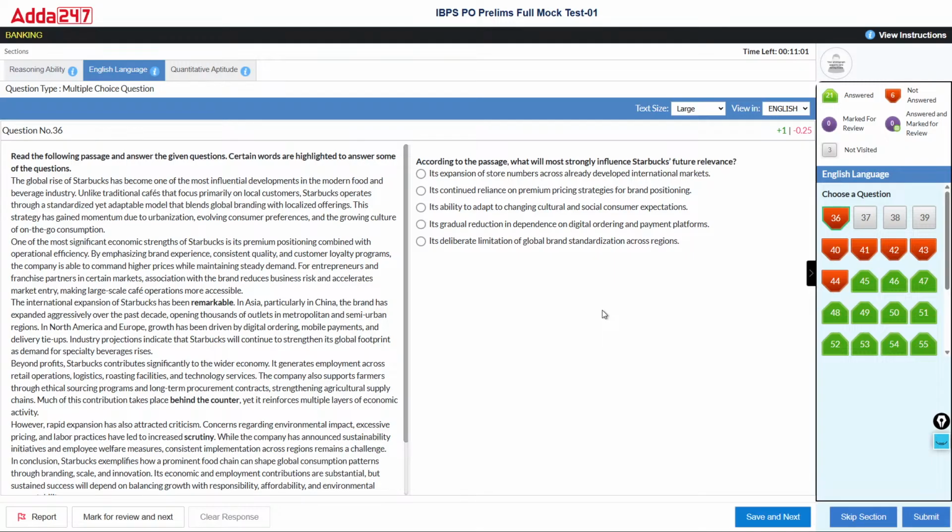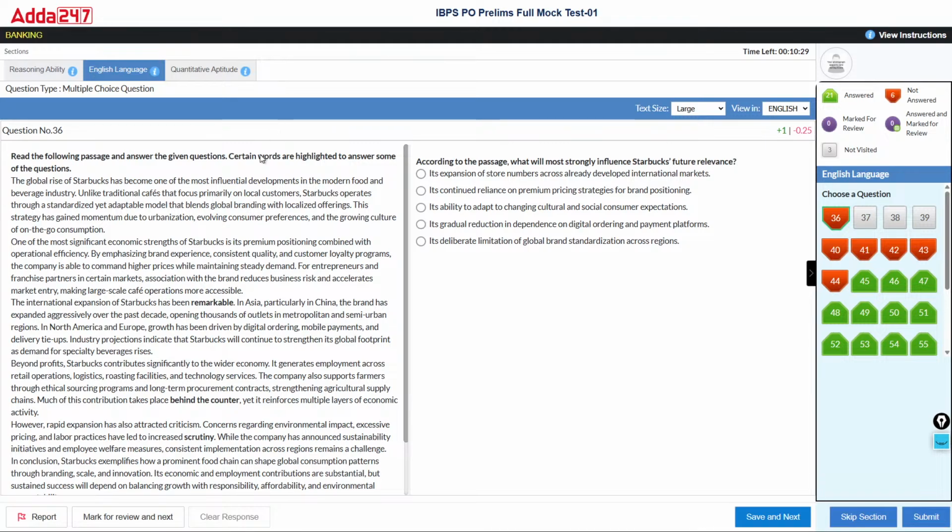The international expansion of Starbucks has been remarkable. In Asia, particularly in China, the brand has expanded aggressively over the past decade, opening thousands of outlets in metropolitan and semi-urban regions. In North America and Europe, growth has been driven by digital ordering, mobile payments, and delivery tie-ups. Industry projections indicate that Starbucks will continue to strengthen its global footprint as demand for specialty beverages rises.